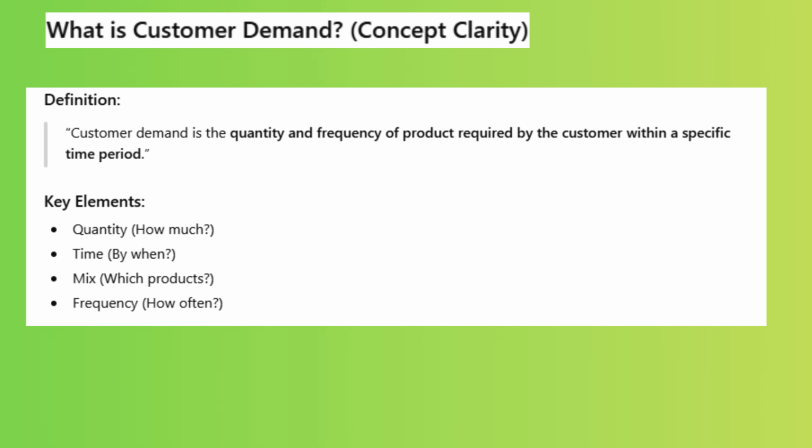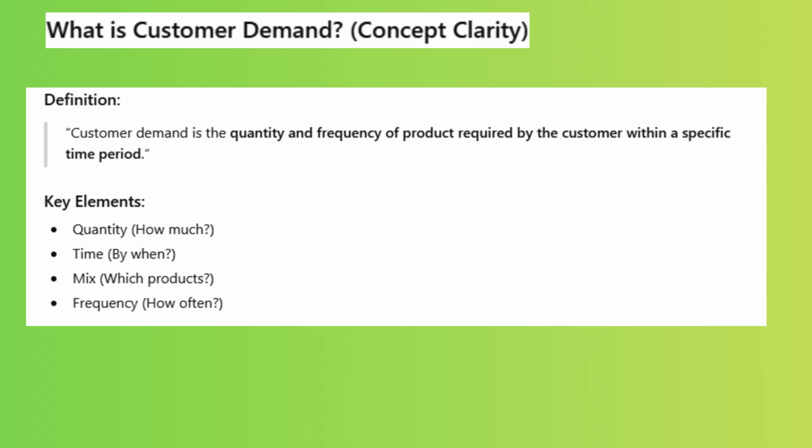Now let's clearly understand what we mean by customer demand. Customer demand is not just about how many units are required. It actually has four important elements. First is quantity, how much does the customer need? Second is time, by when do they need it? Third is mix, which products or variants are required? And fourth is frequency, how often does the customer need these products?